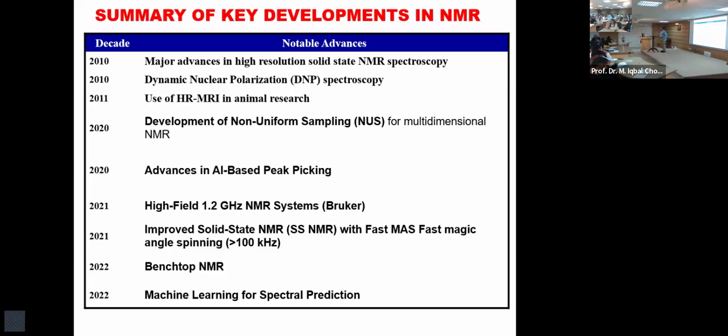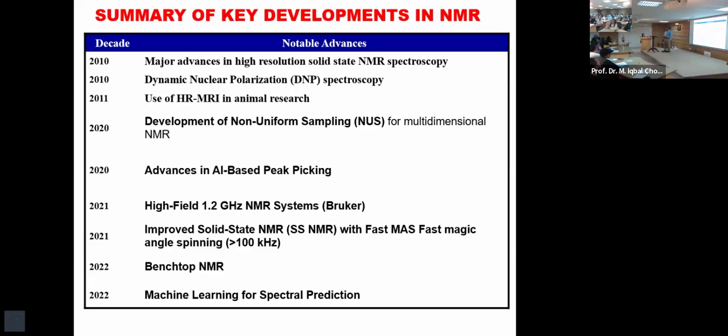I've seen one at Forman Christian College in Lahore. A wonderful 60 megahertz permanent magnet machine, no superconducting, no helium, no nitrogen, no hassle. Just switch on, put your sample, you get a spectrum. I don't know whether that spectrum would be of any use, but you have satisfaction from inside that you got something. And then they started using machine learning.